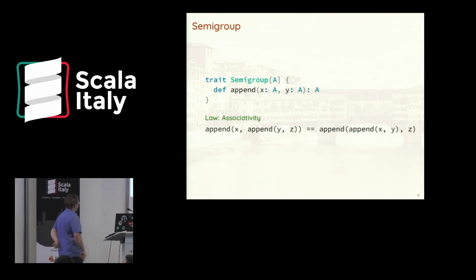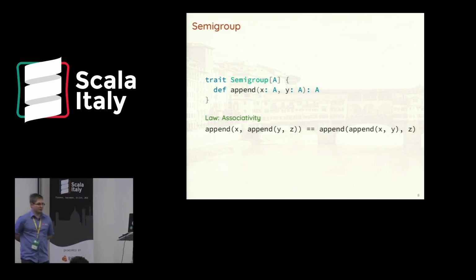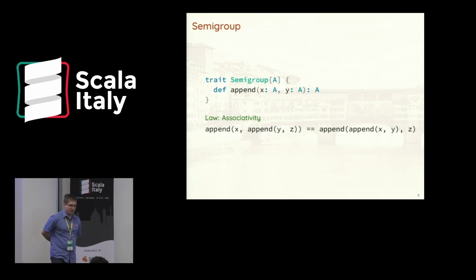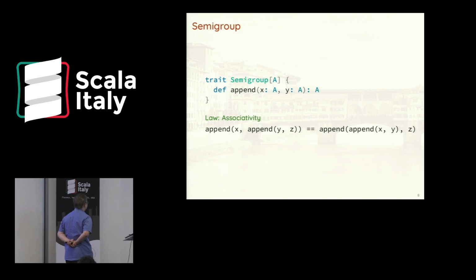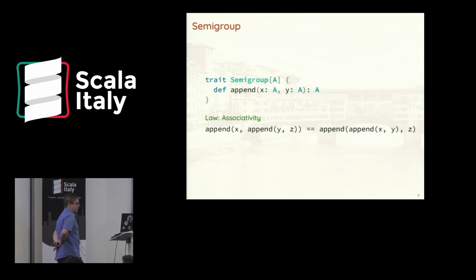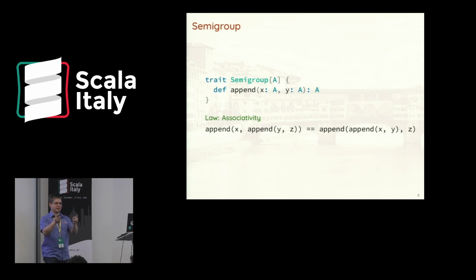Right, and of course, anybody could implement that semigroup trait and just do whatever, but we want to be law-abiding, so we impose on ourselves that all of these instances satisfy this law, associativity. No matter in what way you parenthesize an append operation, so if you first append y and z and then append x in front, or if you append x and y first and then append z at the end, then that has to be equal. That's basically the only thing.